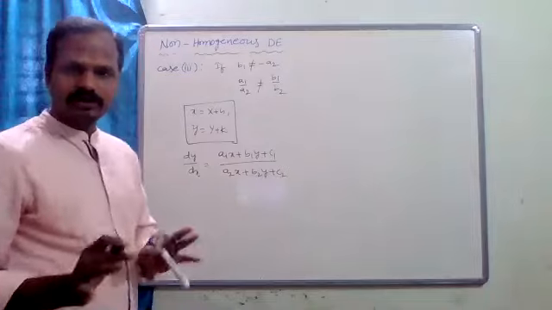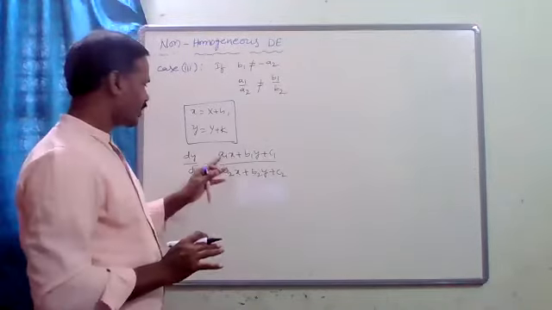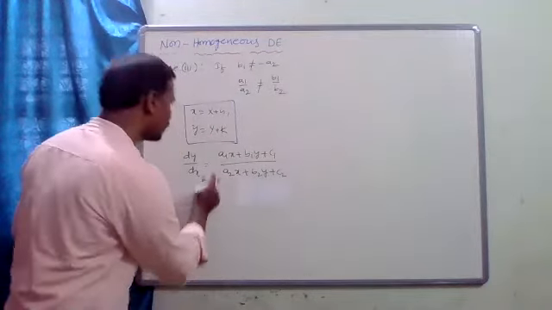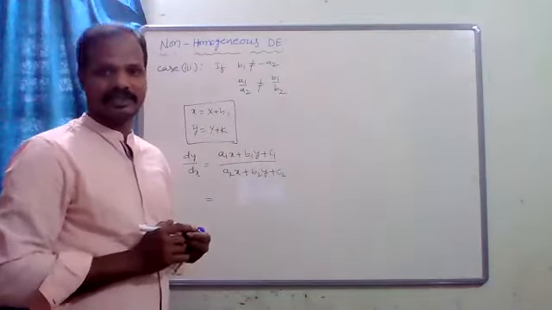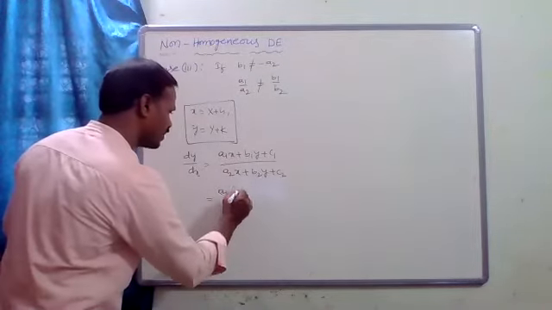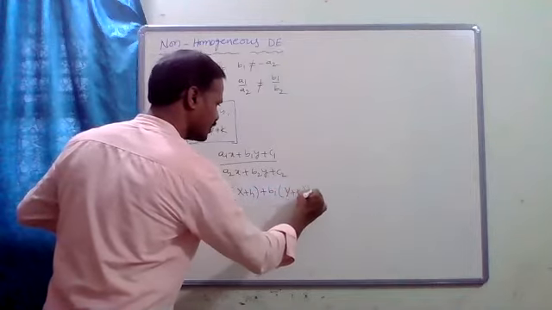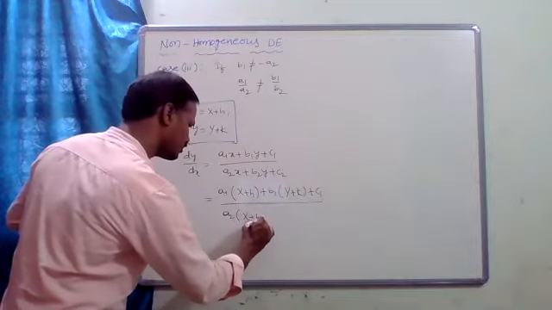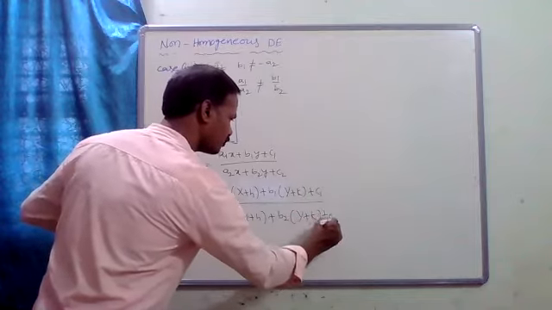Now what we have to do? We have to substitute x equal to X plus h, y equal to Y plus k. Actually, this relation we learn in transformation of axes in first year geometry. So a1 into (capital X plus h), b1 into (capital Y plus k), plus c1, by a2 into (capital X plus h) plus b2 into (capital Y plus k) plus c2.